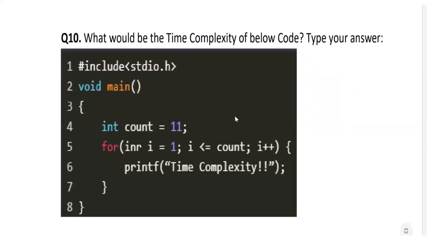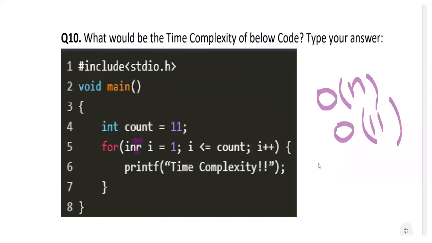Okay, this is also a complex question. We don't know what the actual output would be. Please take it as t. When you see it, it is simple: count is 11, from 1 to 11 we are going and printing something, which means it is O of n. But we don't know what TCS actually wants us to write. Does it want us to write linear time complexity, or O of n, or O of 11, or is it also possible that they want O of count?